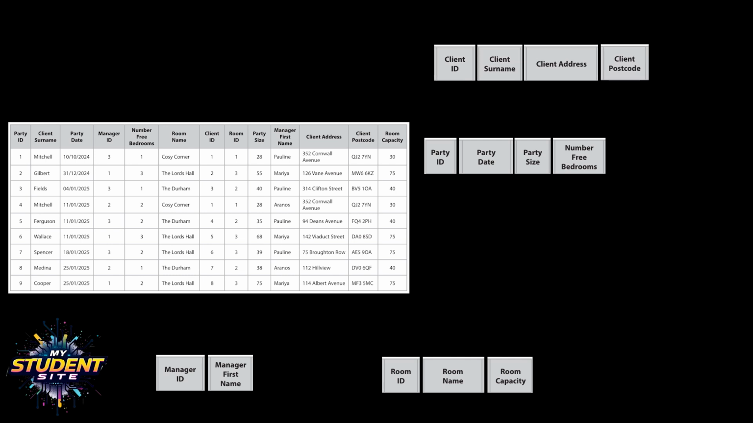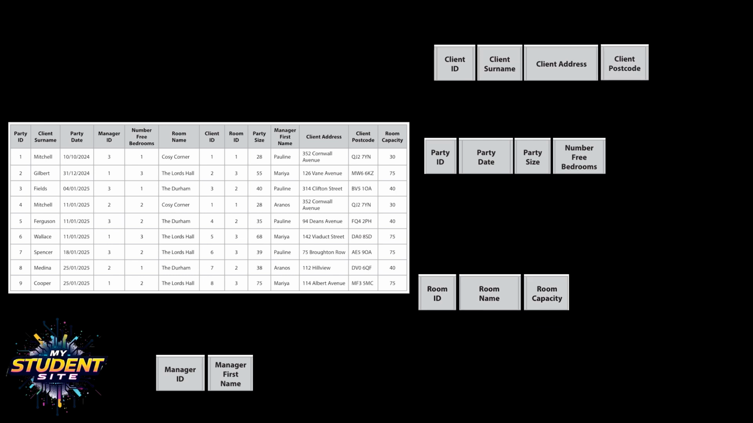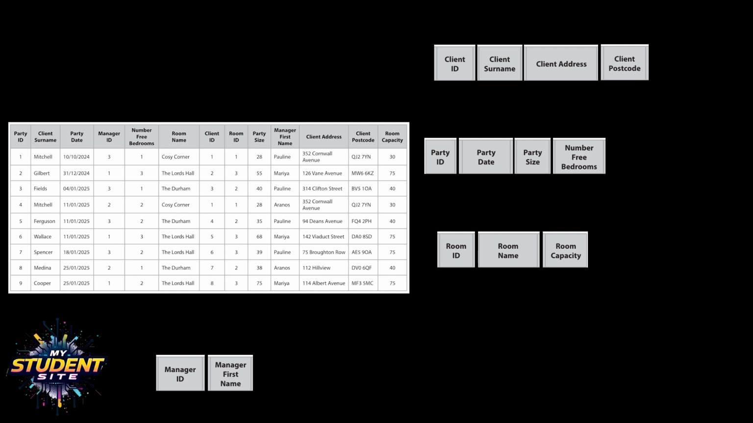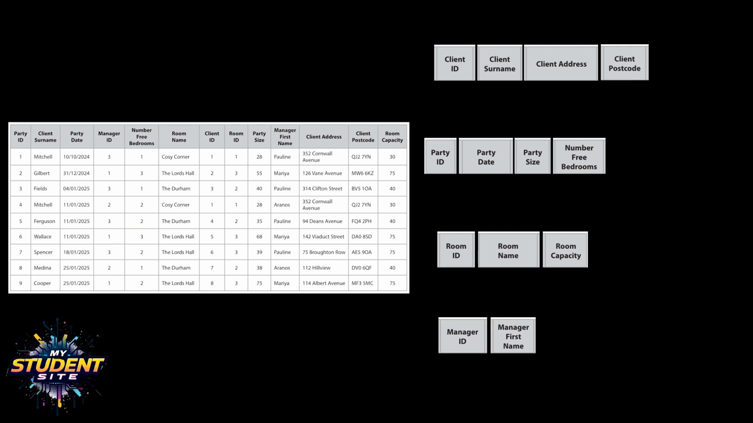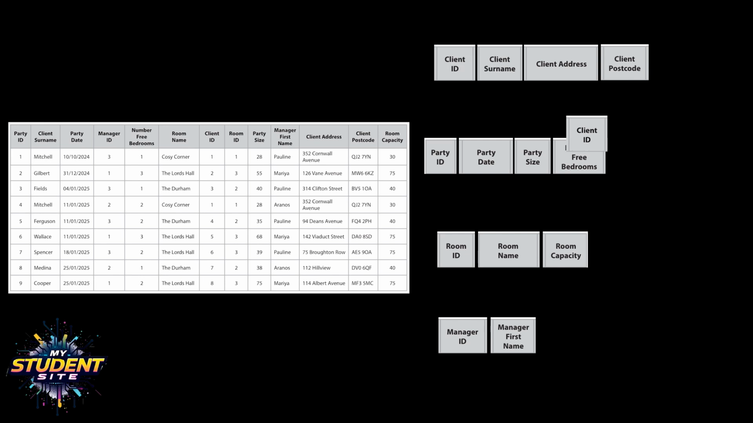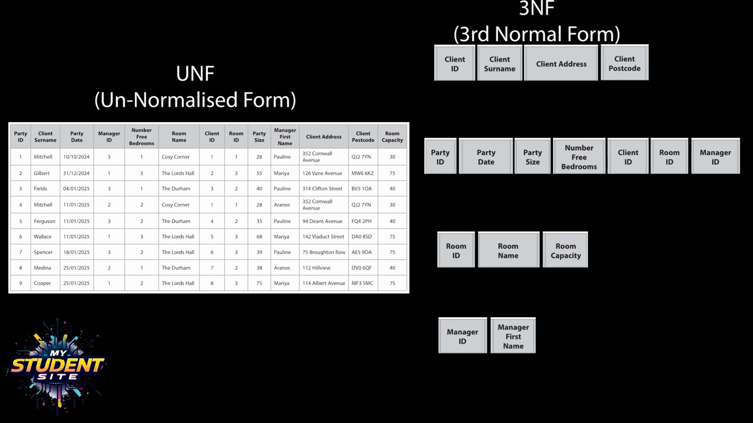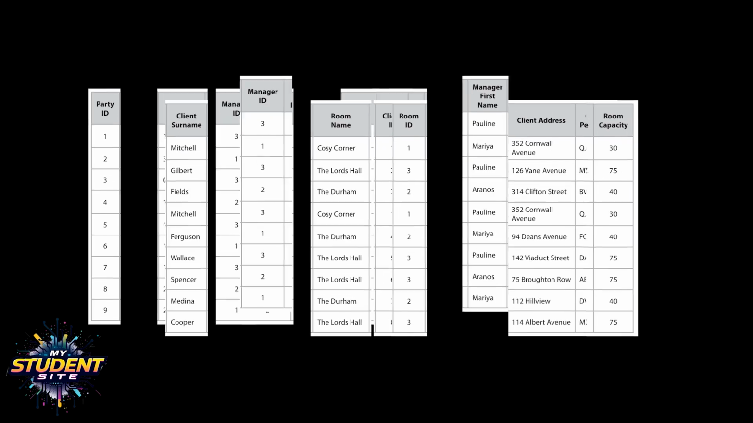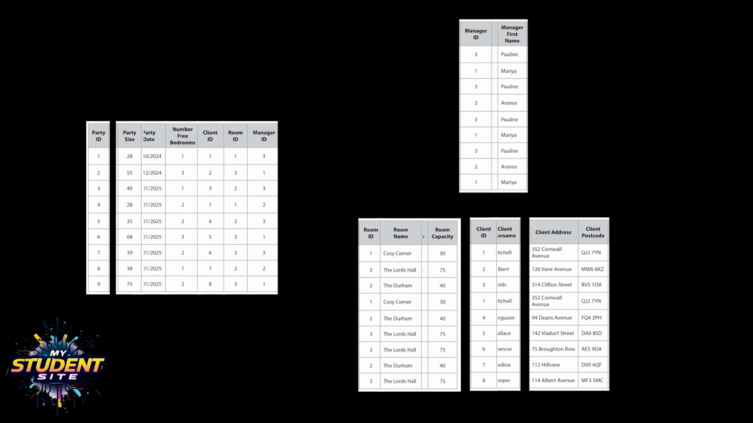This puts our database in the first slash second normal form, whereby we've managed to make separate tables with atomic data in them because we're using primary keys. At this point, we move into the third normal form, where we move our foreign keys into a table. Now, a foreign key is a primary key taken from another table. Here you can see I've moved client ID, room ID, and manager ID.